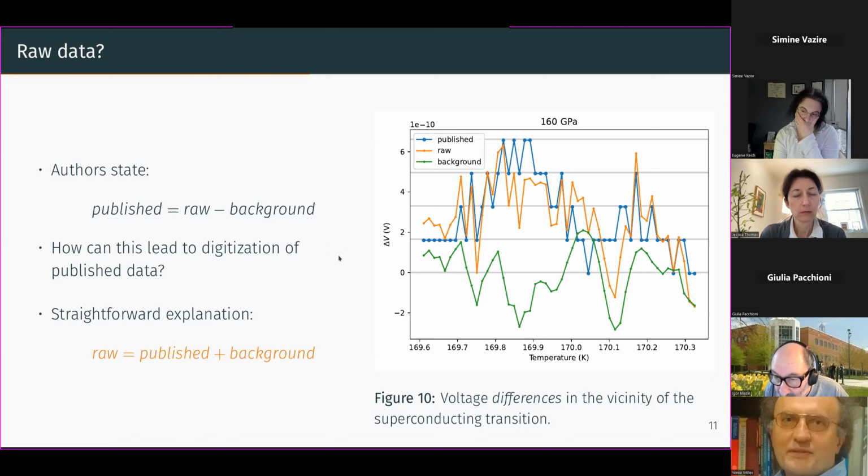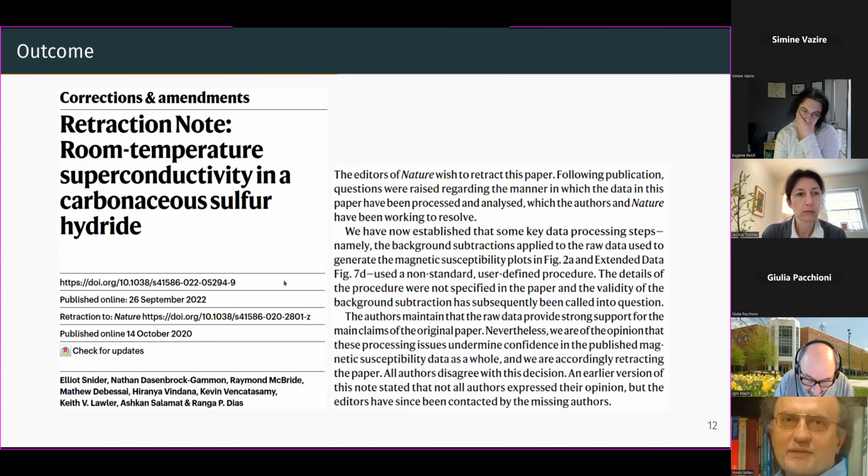Okay, so these kinds of concerns and others, I think, eventually led to the retraction. So the paper was retracted. They say here that the details of the background subtraction were not specified in the paper. The authors maintain the raw data provide strong support of the main claims of the original paper.